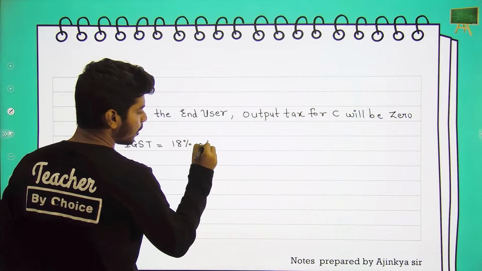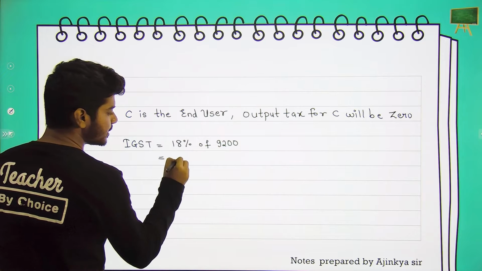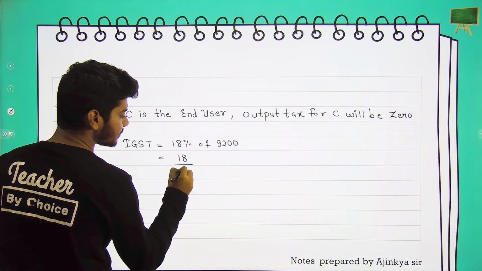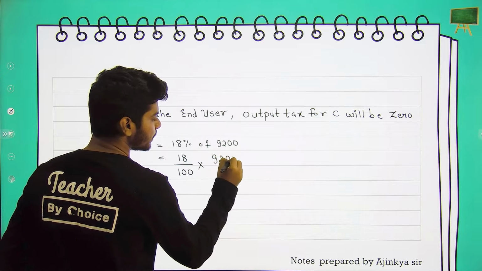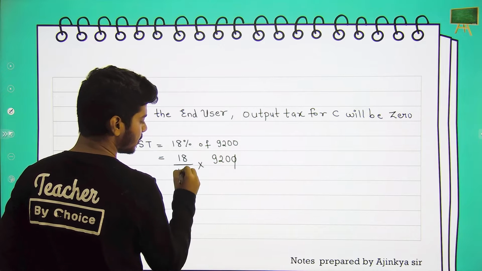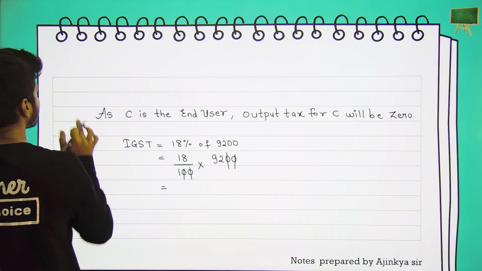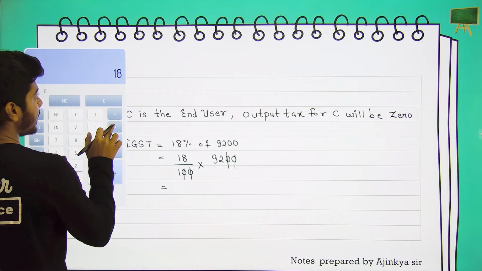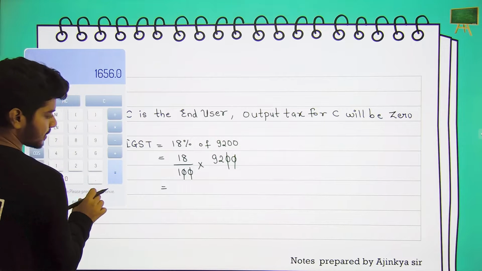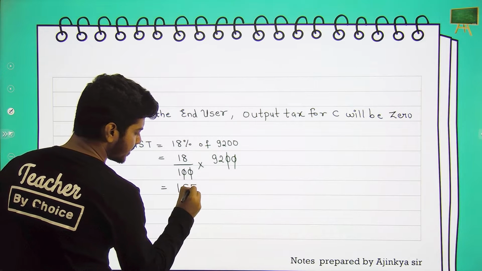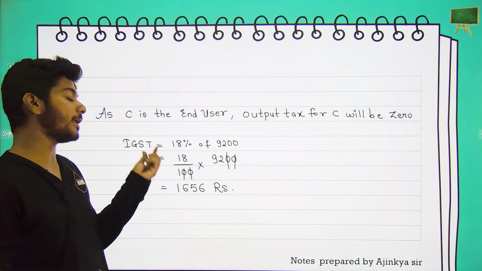18% of 9200. Okay, so 18% means 18 divided by 100 multiplied by 9200. Cancel the zeros. So this would be 18 multiplied by 92, which is 1656. So 1656 rupees. So can I say IGST or input tax?